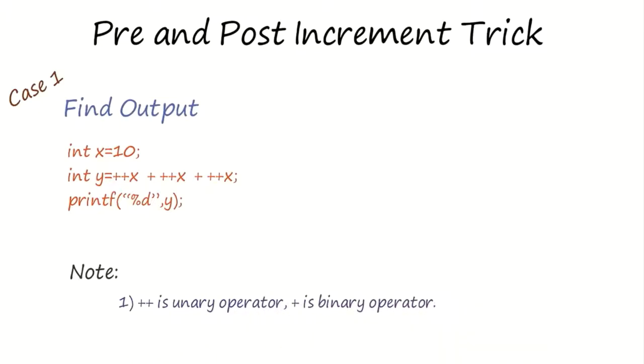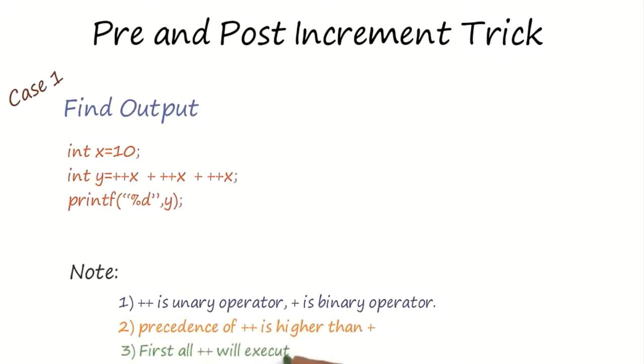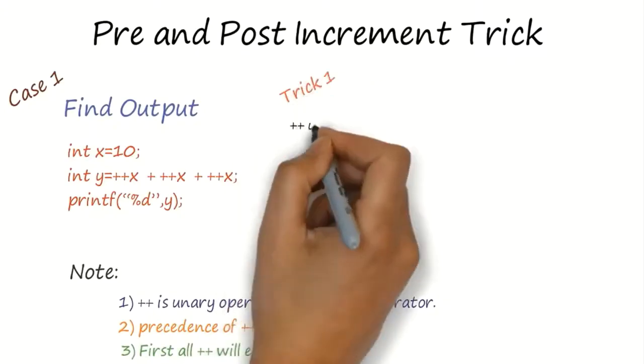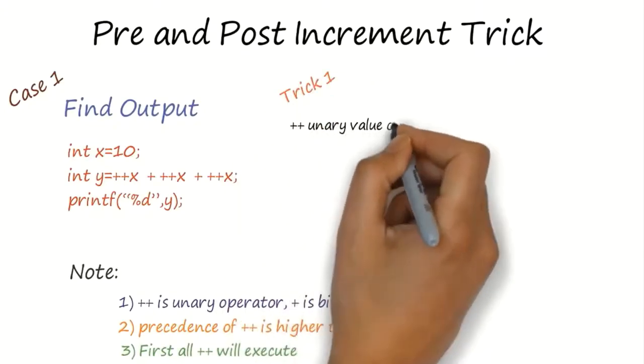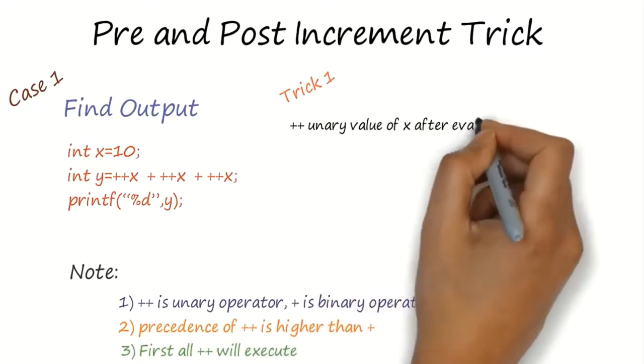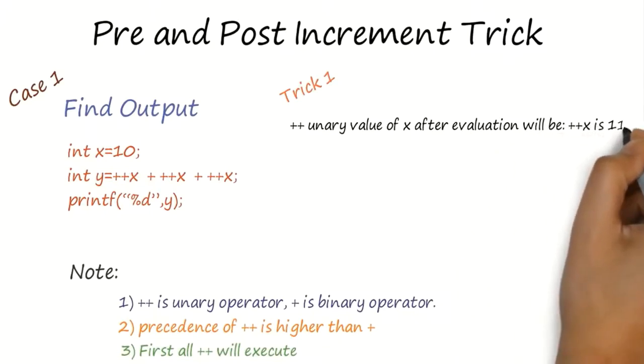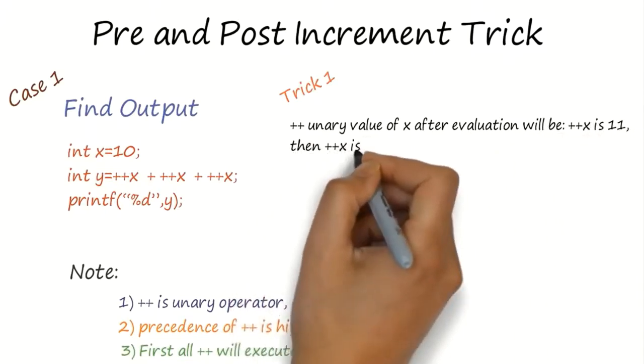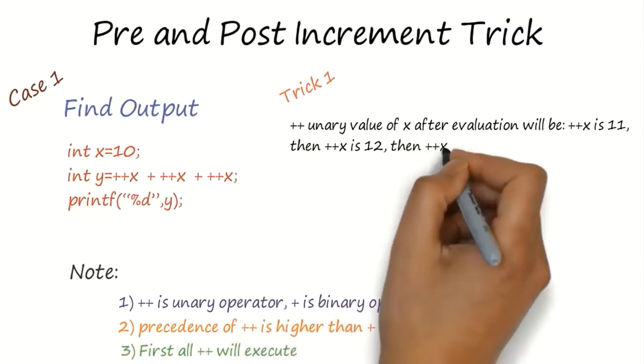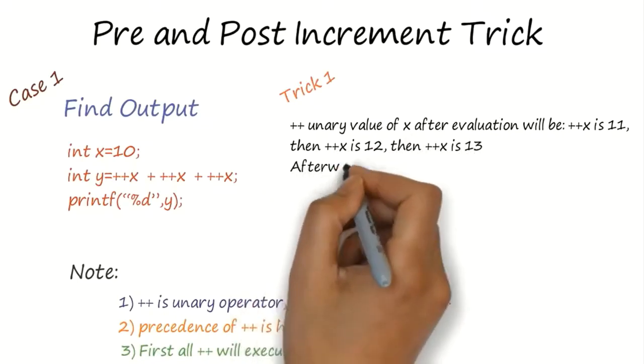is a binary operator. Always remember, the plus plus operator has higher precedence than the plus operator. So the unary operator, that is plus plus, will be executed first. Here, as x is equal to 10, the value will be incremented first and get assigned to x. So the first plus plus x from the left will be 11, the second plus plus x will be 12, and the third will be 13. So the final value of x after unary operator evaluation is 13.